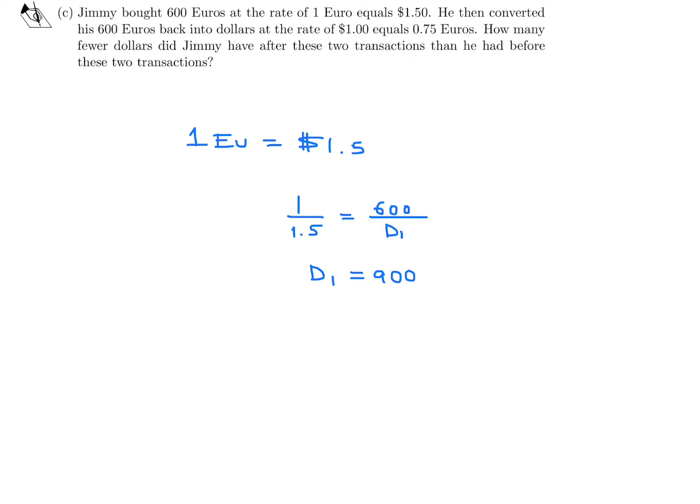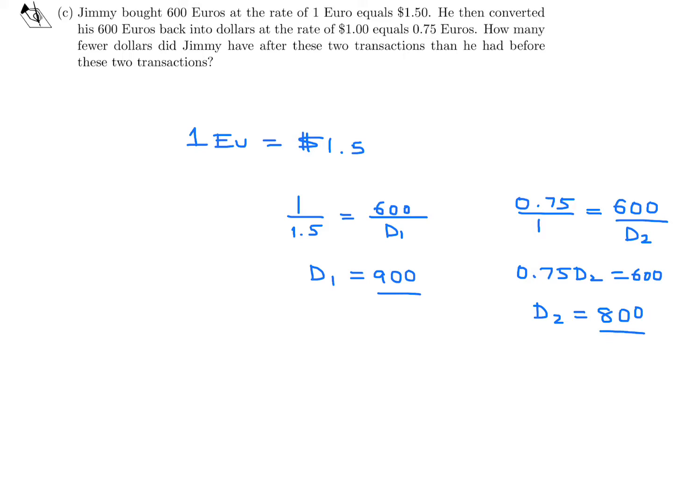And then later, we have a scenario where 0.5 euros over $1 is going to be the exchange rate when he tries to convert it back. And that is going to be 600 over, I guess, D2, which is what we're trying to find. So that means 0.5 D2 is equal to 600. So D2 is equal to 800. So in the beginning he had 900. After the exchanges he had 800. So obviously he has $100 less. When they say how many fewer dollars did Jimmy have after these two transactions than he had before, the answer is he had $100 fewer after the two transactions.